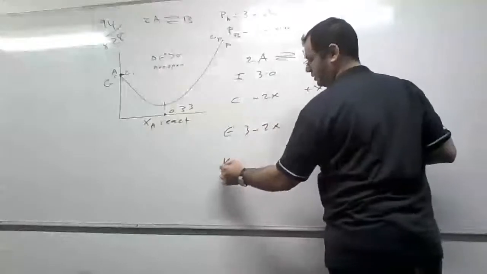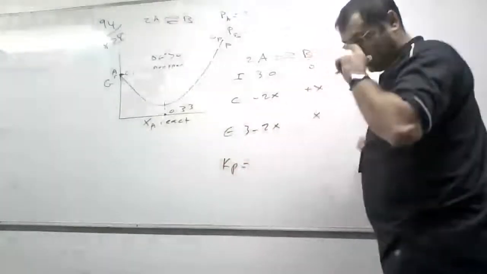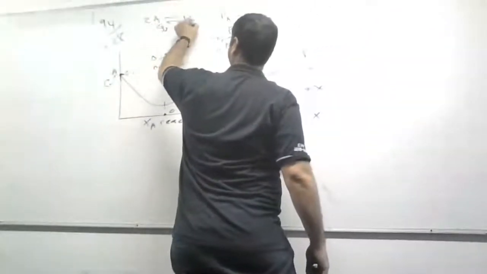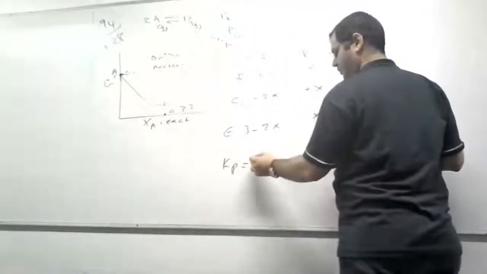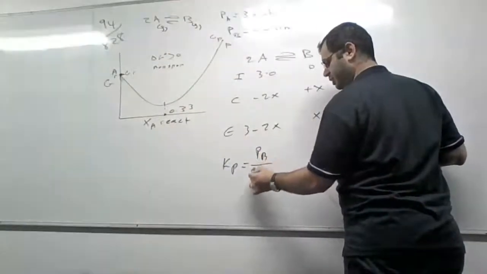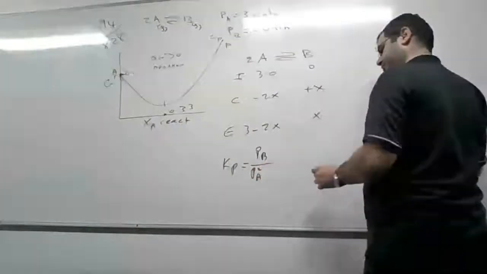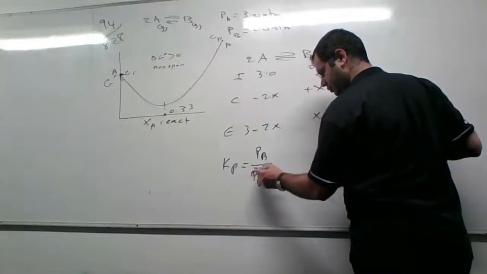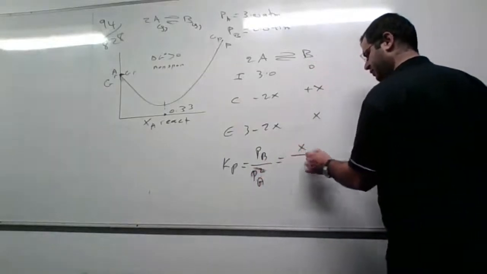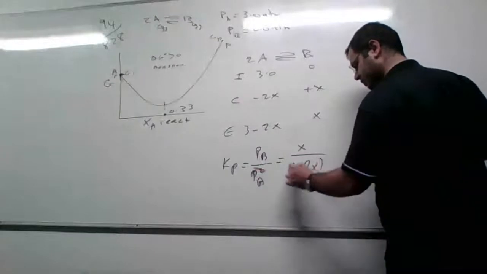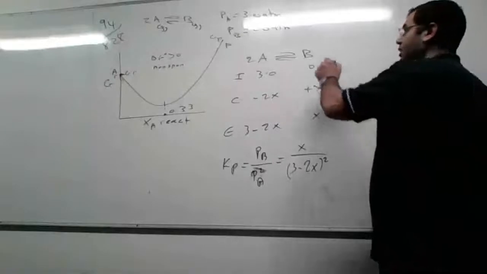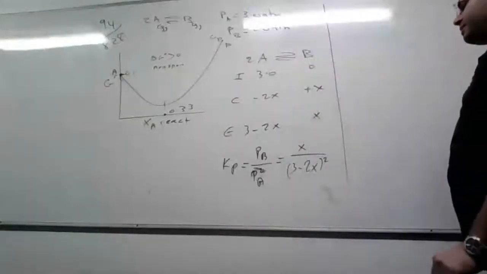So what's the value of Kp? When we're looking at gases, I think, yes, gases. On here, it's pressure of B divided by pressure of A squared. So it's equal x over (3 minus 2x) squared. How to calculate x now? How to calculate x?